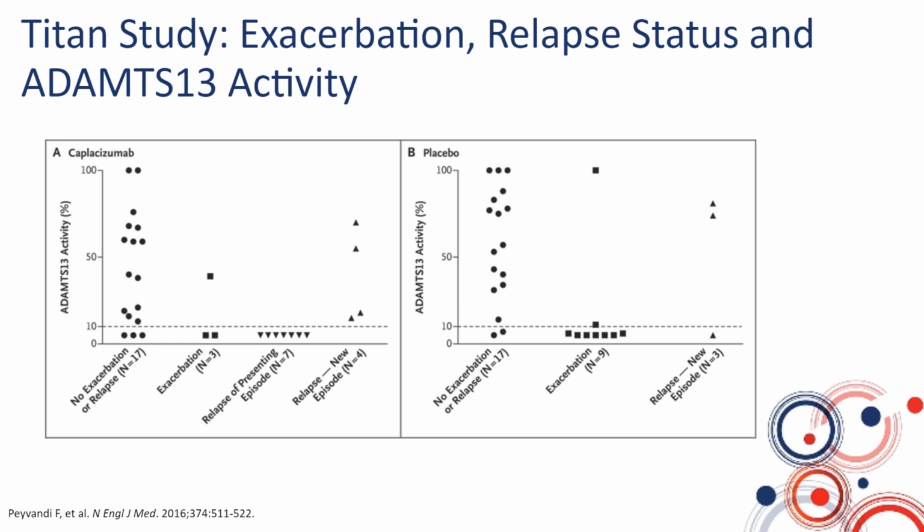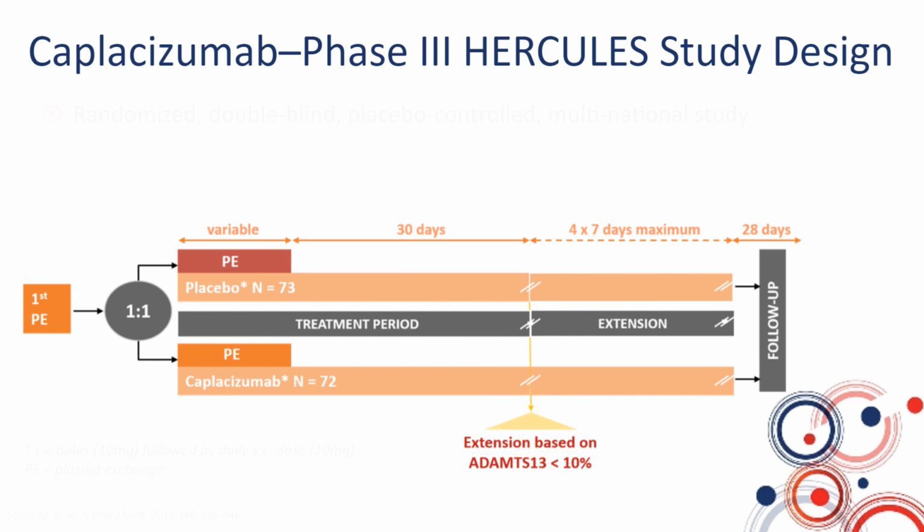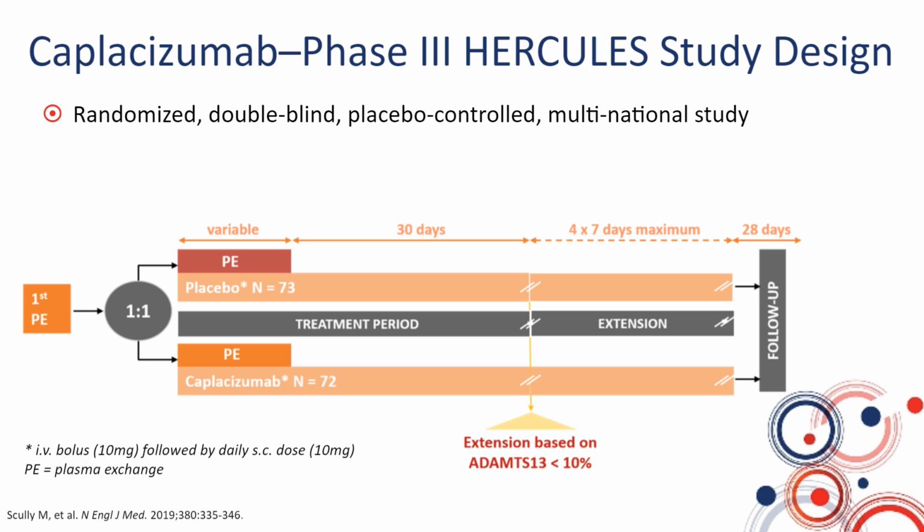So this is the schema for the phase 3 HERCULES study of caplacizumab. Again, a randomized, double-blinded, placebo-controlled international study. It should be emphasized that this is essentially the same design as the TITAN study, with the caplacizumab and placebo continued 30 days after the last plasma exchange procedure.